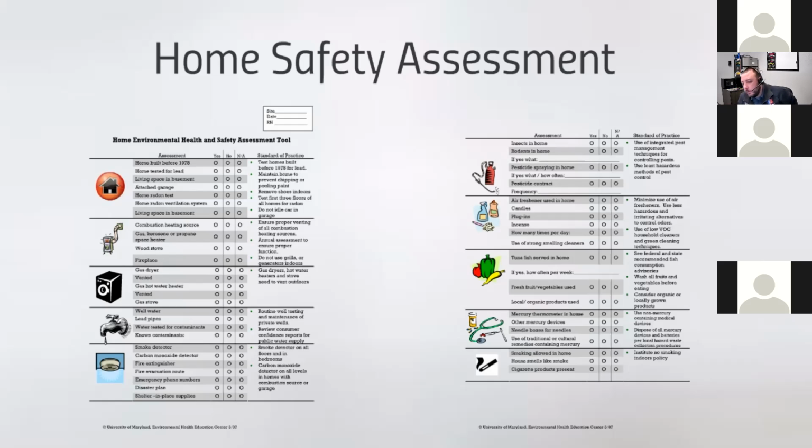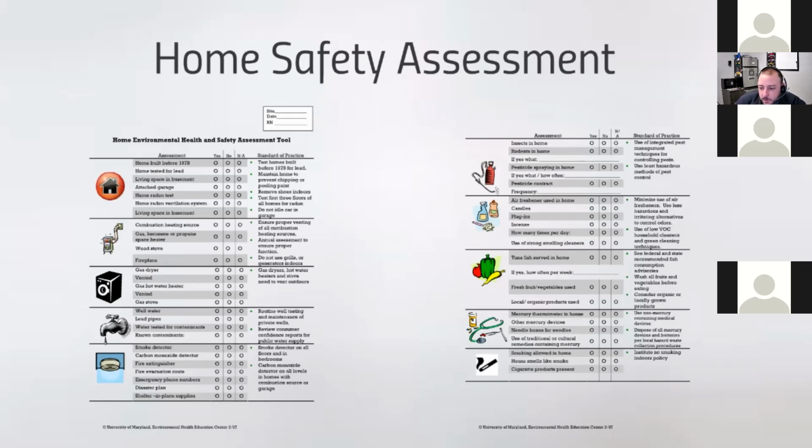So this is a tool. This was created by the University of Maryland, and it's simple. It's a checkoff sheet. Obviously, when you guys come up with your home environmental tool, you don't necessarily have to do something just like this, but it gives us an idea of what to check and make sure that we're doing it on every single patient.